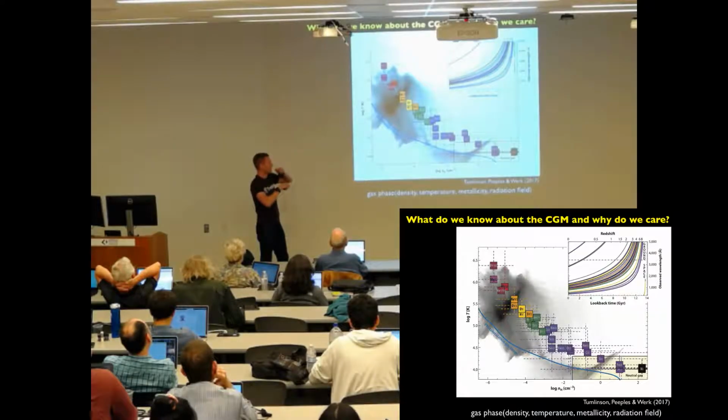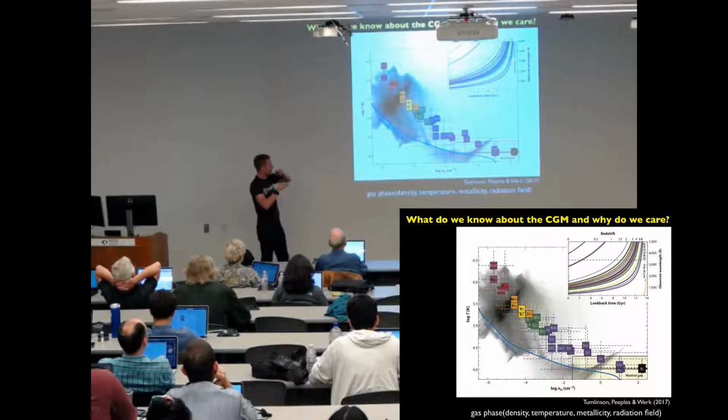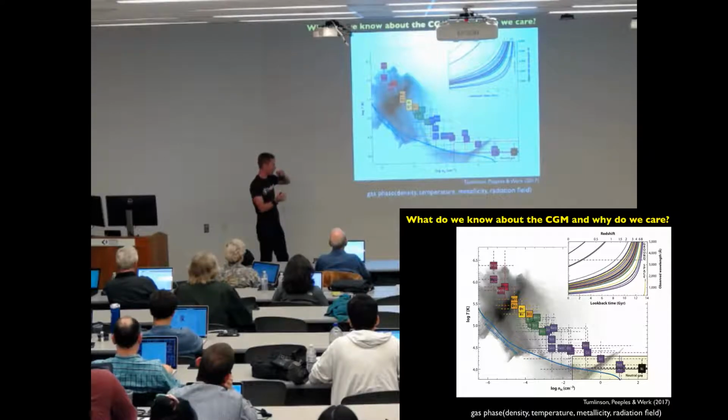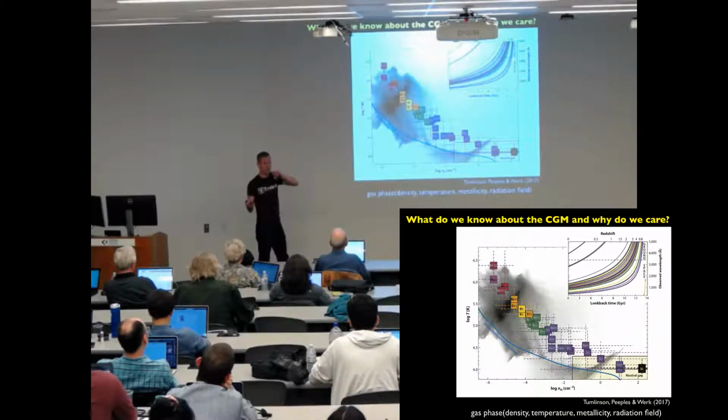And these probe different phases of the gas. This is a density-temperature phase diagram for the gas, and this is a wonderful plot taken from Jason Tumlinson, Molly Peeples, and Jessica Werk's review article last year. It shows each of these ions probing a different phase of the gas. So there's an enormous amount of information stored in these spectra.